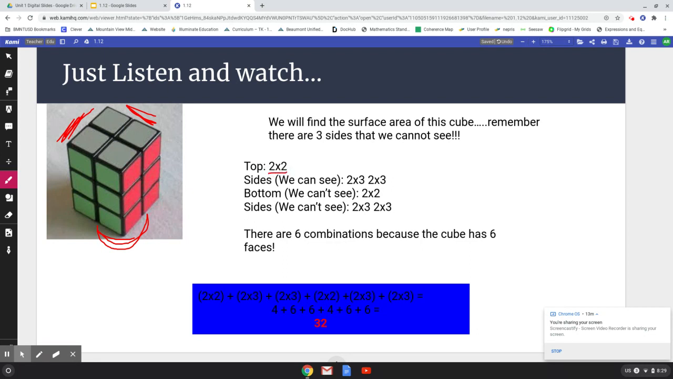So the top is 2 by 2. The green, it's a side we can see, is 2 by 3, but there's 2 of those, right? That's this one over here. And then the side we can see, the red, is 2 by 3, but remember that there's a whole side over here that I said that we cannot see. And then the bottom is 2 by 2. The bottom is always the same as the top. And we're going to add all these combinations up. So 2 by 2, 2 by 3, 2 by 3, 2 by 2, 2 by 3, 2 by 3, and then we would add them together. 4 plus 6 plus 6 plus 4 plus 6 plus 6 would be 32.